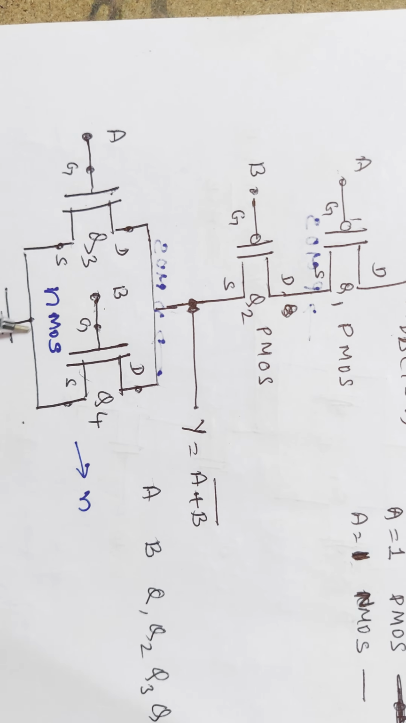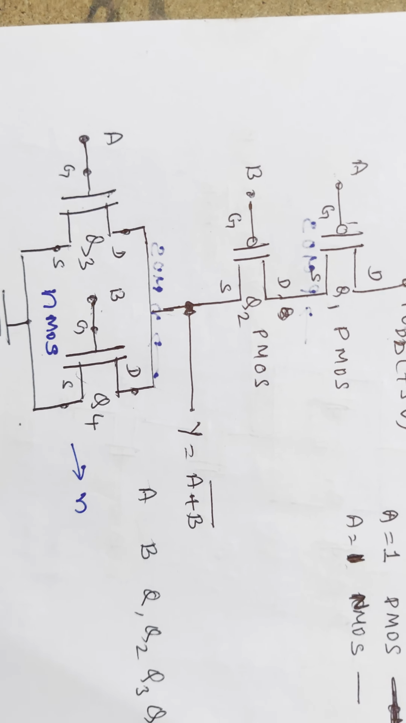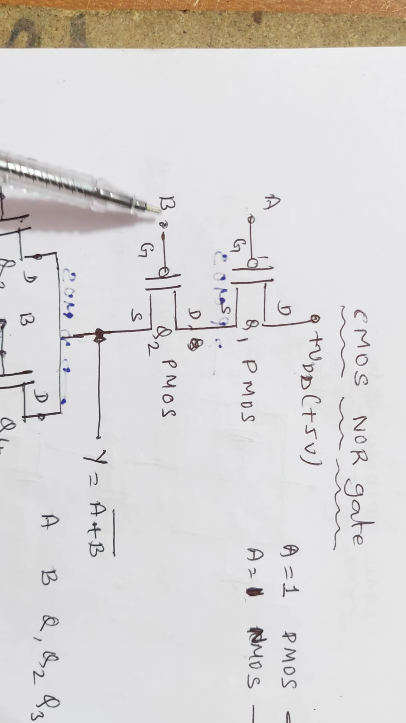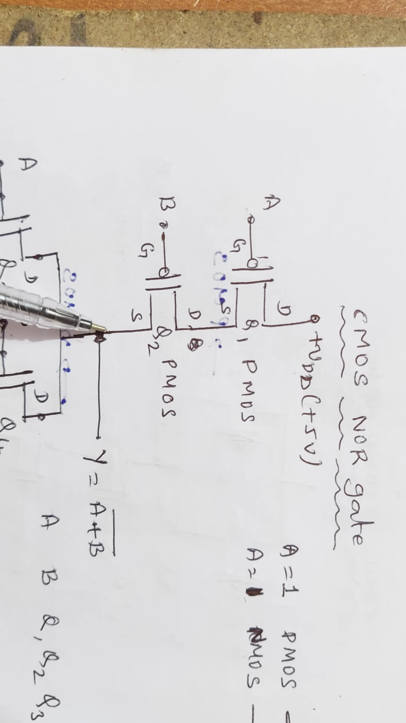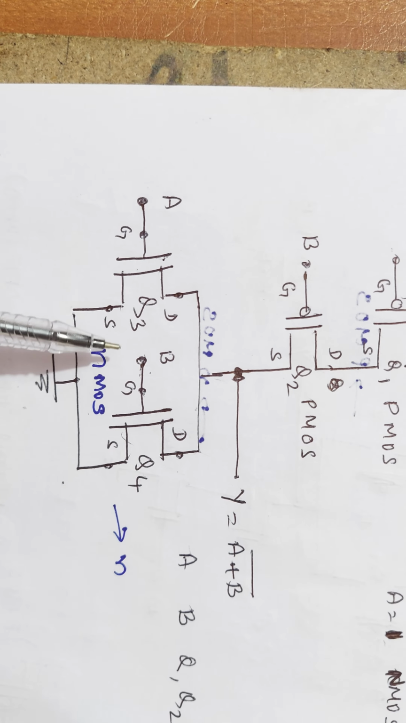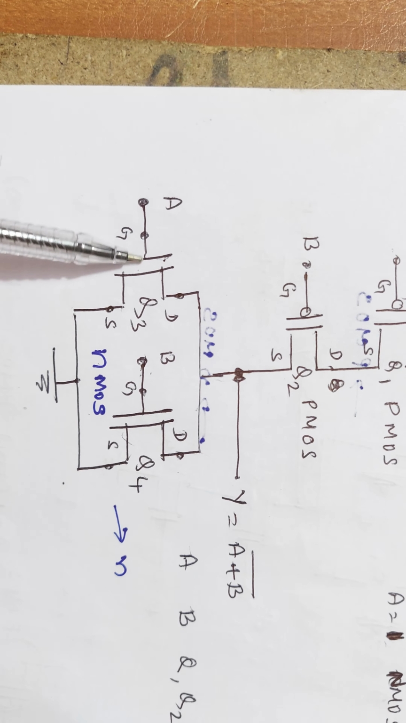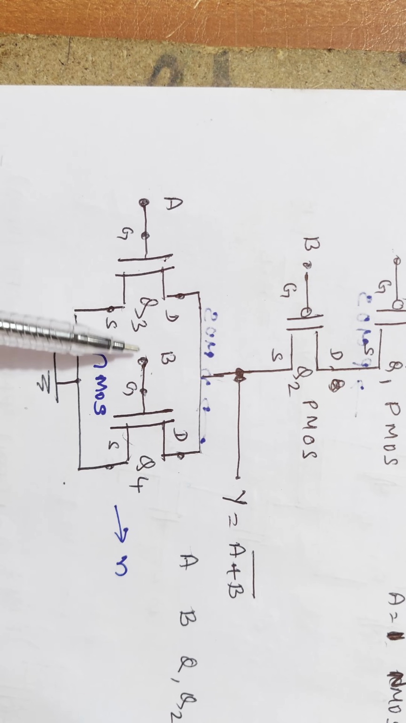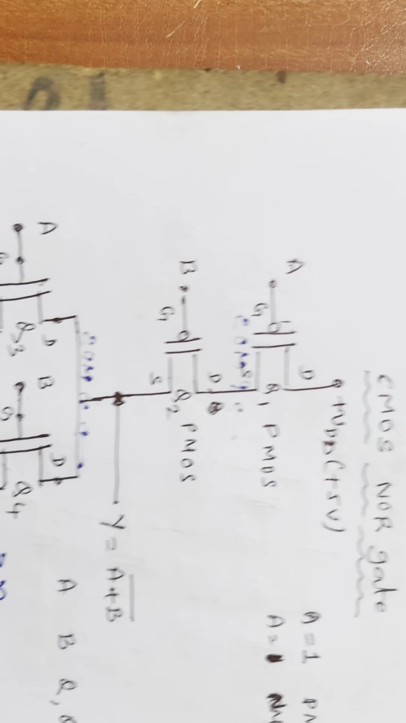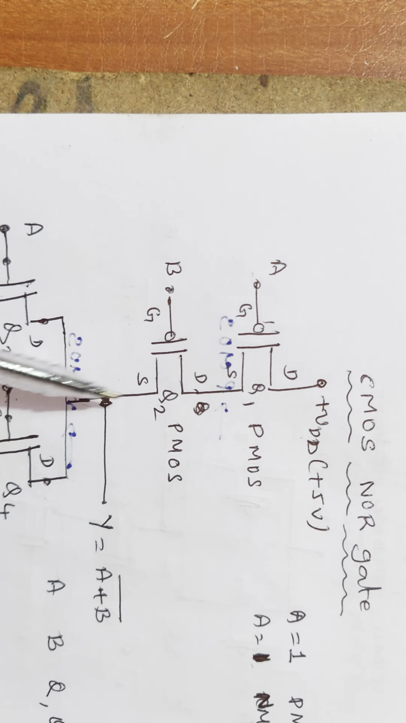and N MOSFET. Here, there are two P MOSFETs, one for input A and another for input B, and they are connected in series. This is a P channel MOSFET. And the same inputs must be applied to the N channel MOSFETs. These two are connected in parallel. So one input A is applied to one N channel, and another input B is applied to another N channel MOSFET. Two N channel MOSFETs connected in parallel, two P channel MOSFETs connected in series.